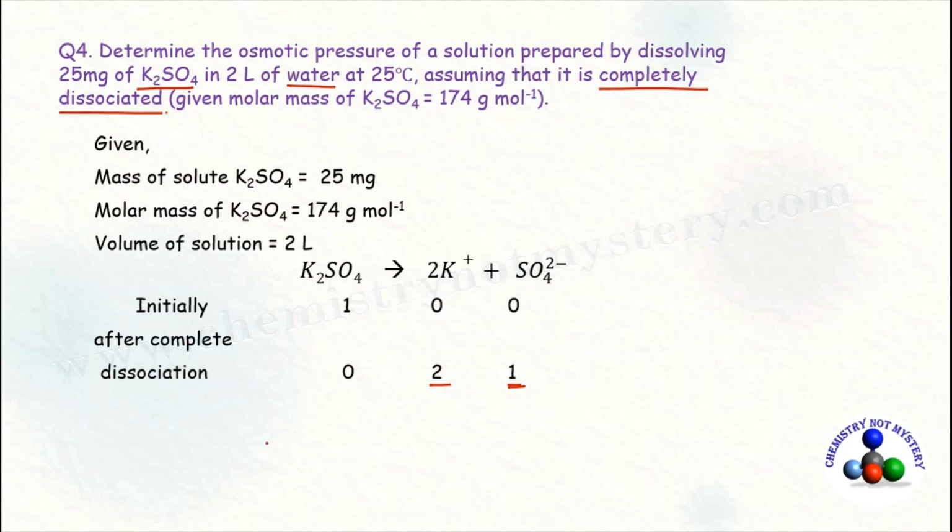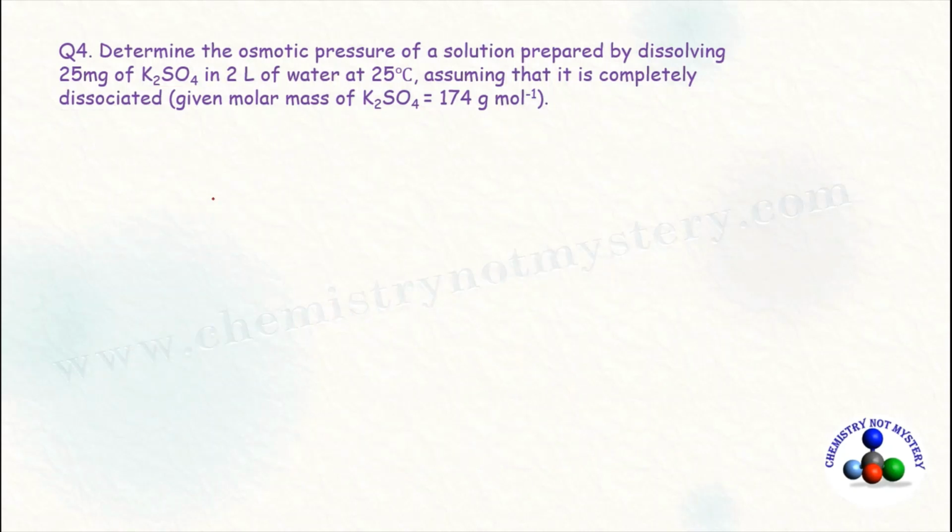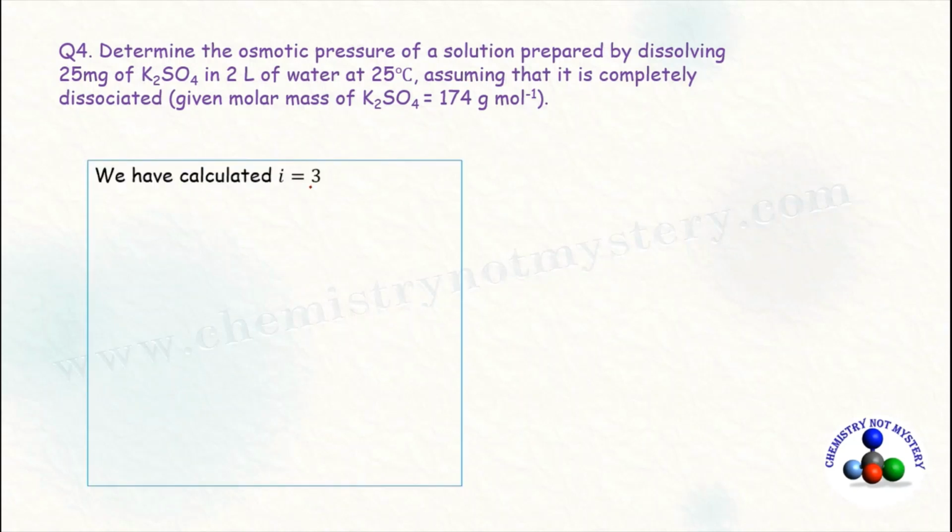Let's calculate the Van't Hoff factor i by using the formula: number of moles after dissociation over the number of moles before dissociation. So after dissociation 1 plus 2 is equal to 3 moles are produced, and before dissociation there was just 1 mole of K2SO4. So i will be equal to 3 by 1, which is 3. So we have just calculated the value of i, the Van't Hoff factor.